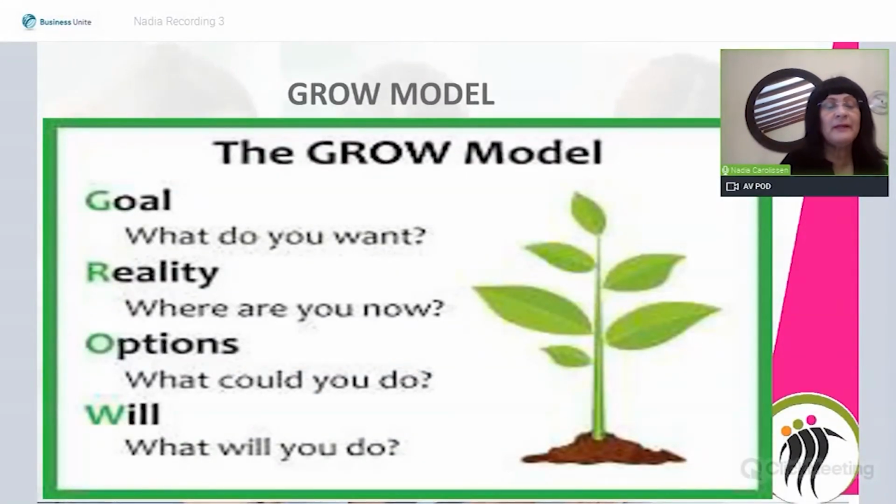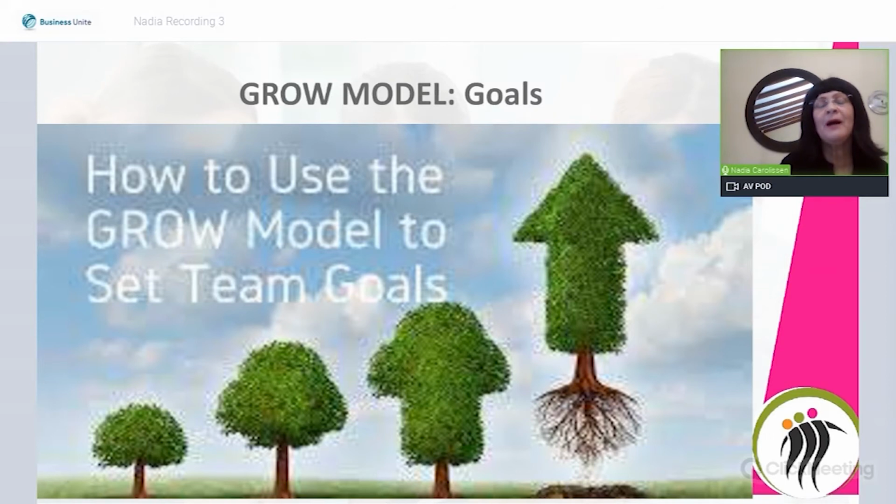The GROW model, again: goal, what do you want to achieve? Reality, where are we now? The current situation. What are the options available? What can I do about it? And my will. The previous one spoke about wrap up. Here it talks about will. How are you motivated? Are you motivated to really get involved in this? Not just as a mentee, but also as a mentor.